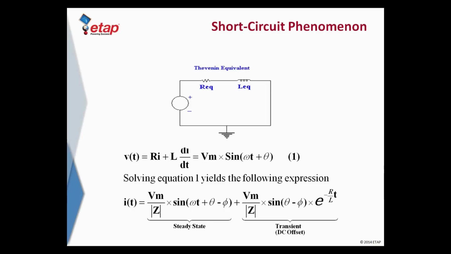You get the voltage magnitude divided by the magnitude of the impedance, which is just the magnitude of the current, with a sinusoidal. This is going to be your AC component. Then you're going to have your DC component, which is basically determined here from your exponential decay, from your X over R ratio of the system.